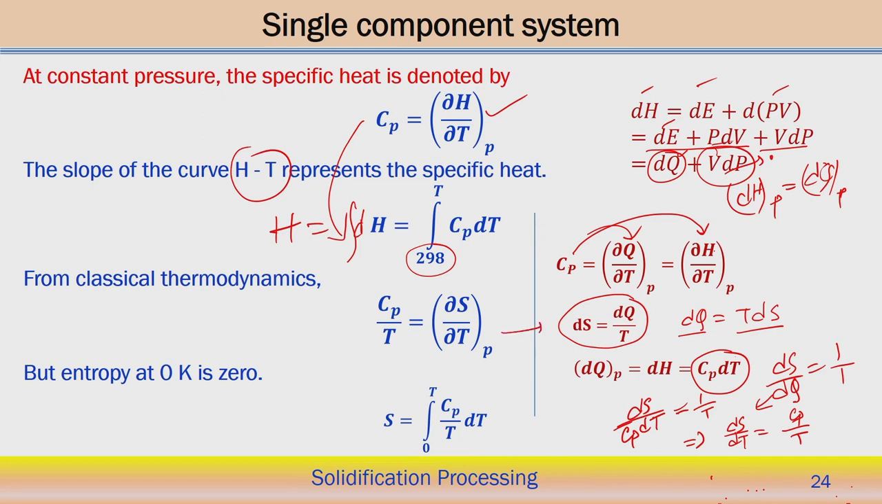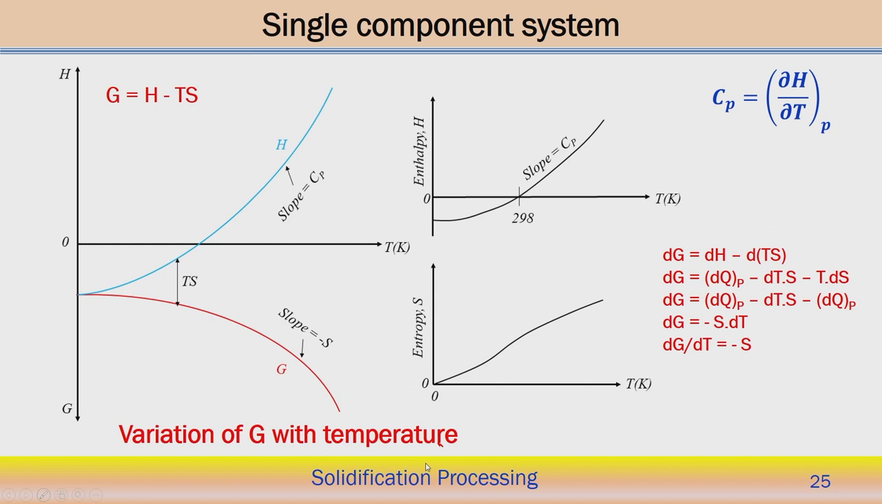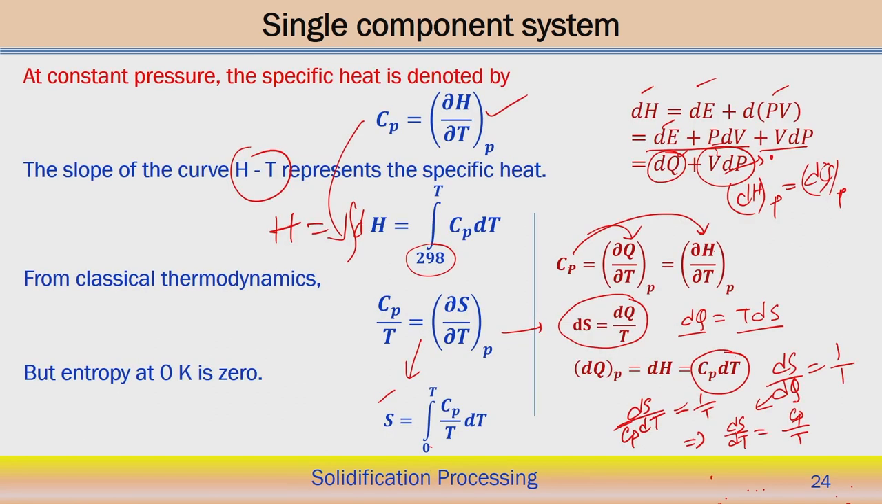But entropy starts at the zero value at zero Kelvin. So for the expression for S, we just perform the integration of this equation. So S equals the integration of Cp by T into dT, starting from the reference point 0. Now we can easily find this kind of thermodynamic relationship in the case of a single component system. For further calculation, our objective in all this is to estimate the values of the Gibbs free energy to understand the equilibrium conditions in the case of an alloy system or pure component.